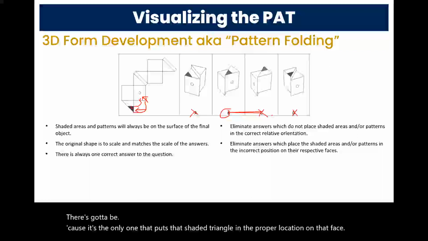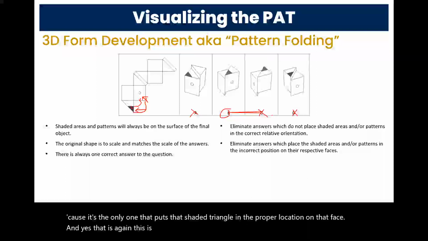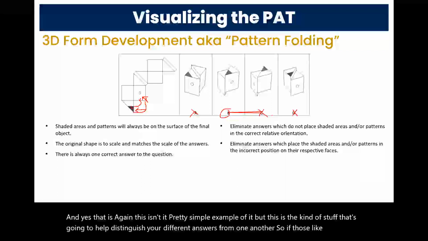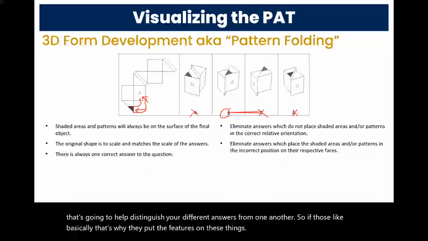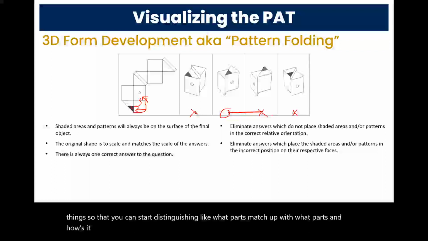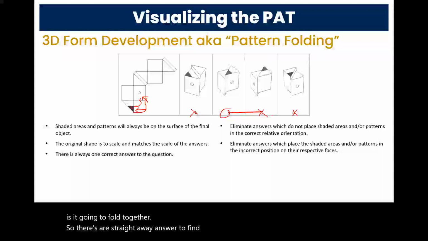And yes, again, this is a pretty simple example of it, but this is the kind of stuff that's going to help distinguish your different answers from one another. Basically that's why they put the features on these things. They put shadeds, they put zeros, they put O's, they put holes, they put all these other things so that you can start distinguishing what parts match up with what parts and how it is going to fold together.